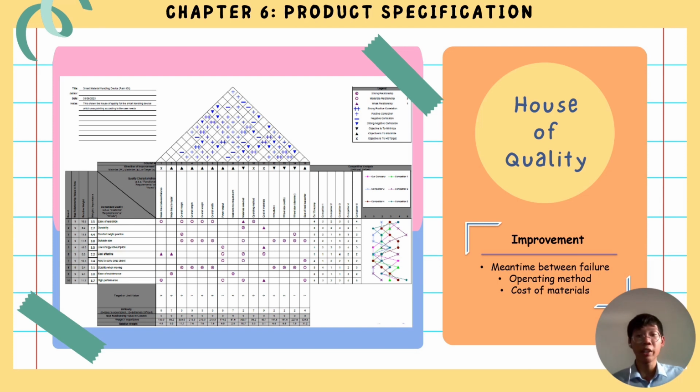And this is the house of quality. From the house of quality, we know which parts of our product need to be improved, which are mean time between failure, operating method, and also the cost of materials.